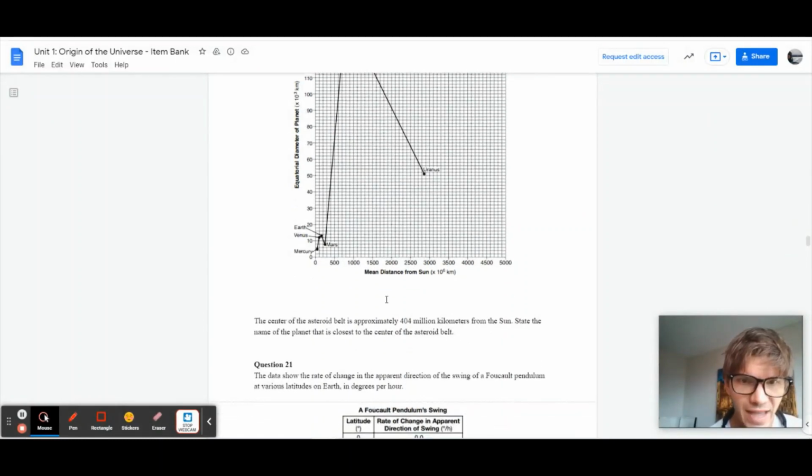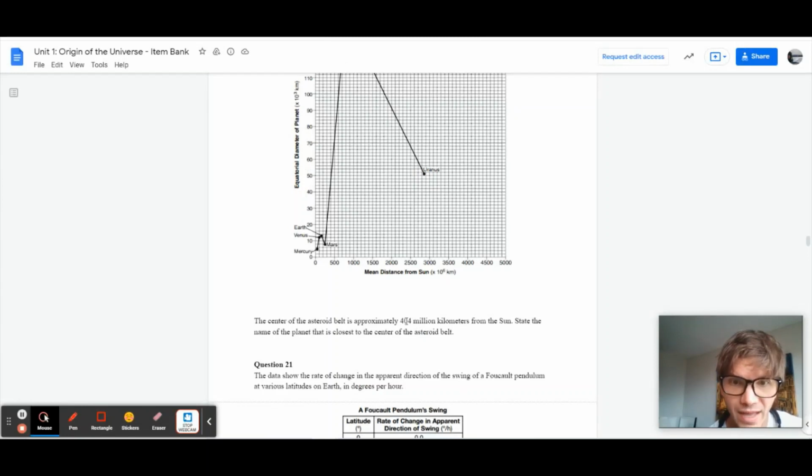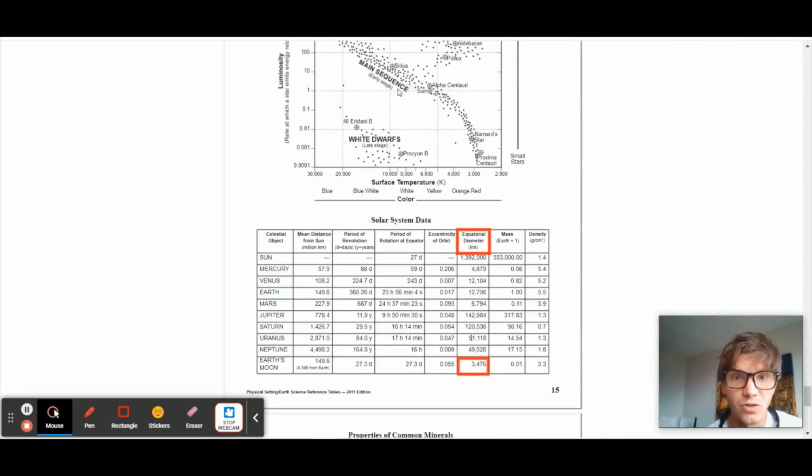It says the center of the asteroid belt is approximately 404 million kilometers from the sun. State the name of the planet that's closest to the center of the asteroid belt. So we just want to find the planet that's closest to 404 million kilometers from the sun. So is it going to be Jupiter or Mars?